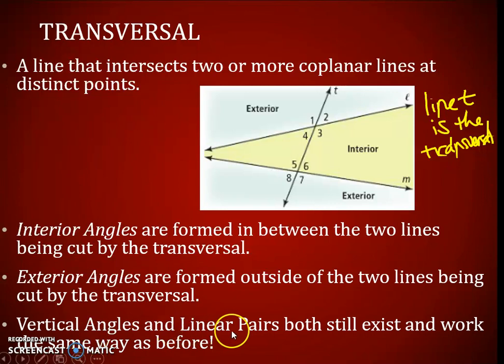Vertical angles and linear pairs both still exist and work the same way as before. So here, 1 and 3 are vertical, 2 and 4 are vertical, 5 and 7 are vertical, 6 and 8 are vertical. They are congruent. So if 1 is 125, 3 will be 125. If 6 is 75, 8 will be 75. So vertical angles are here, and they are congruent to each other.